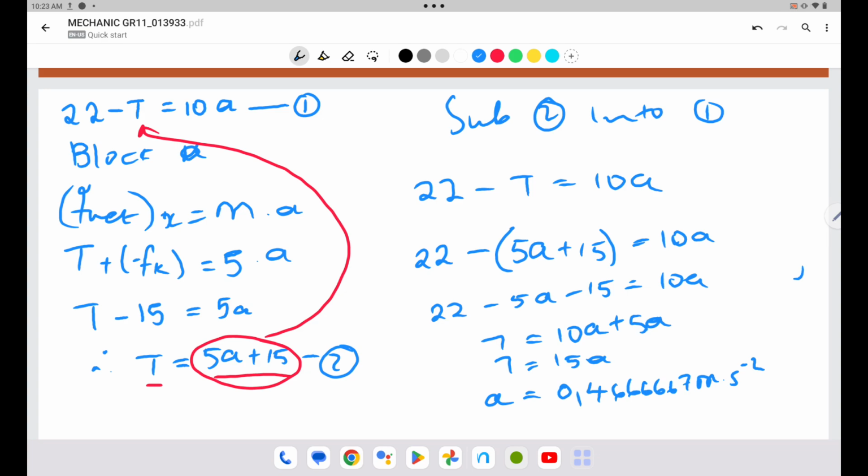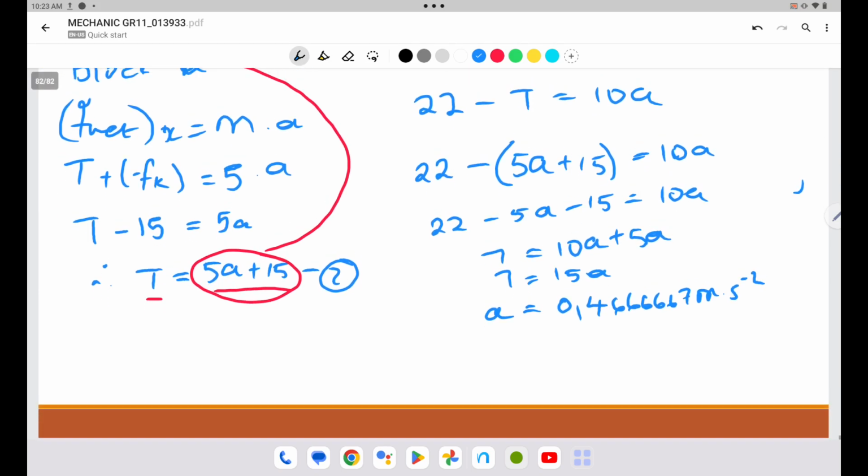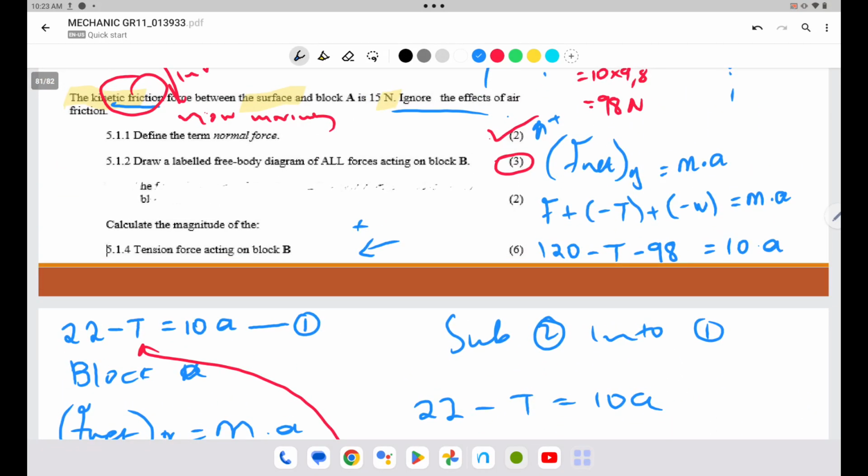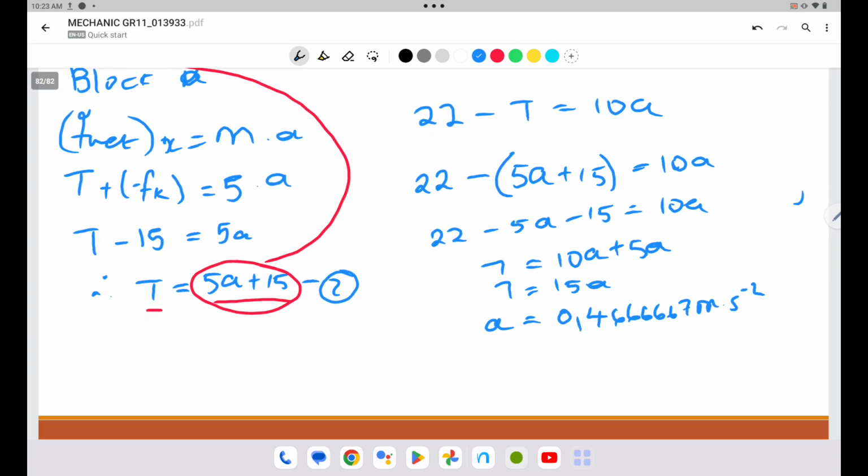Okay, it's fine. Now we can continue. There's the acceleration, but the question actually asked for the tension in B. So I can back substitute that into the equation. I'm going to sub A into equation 2.